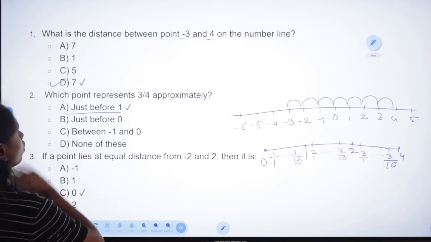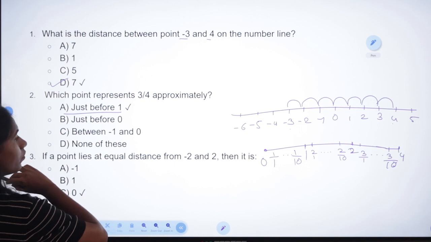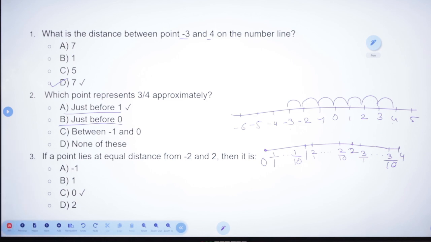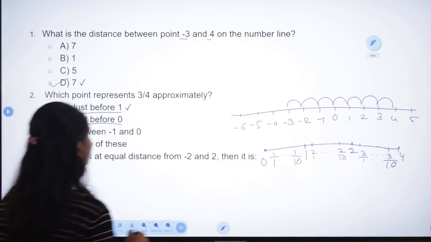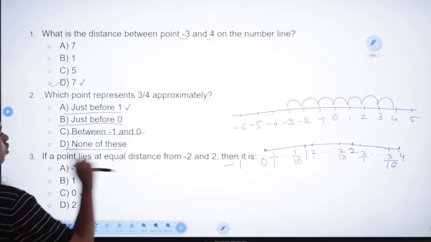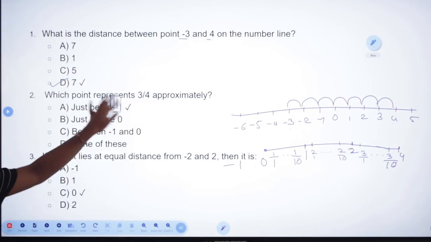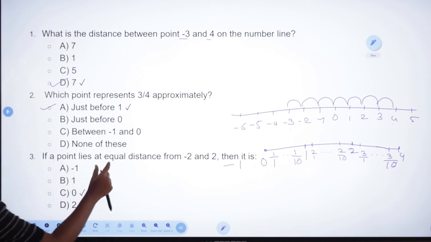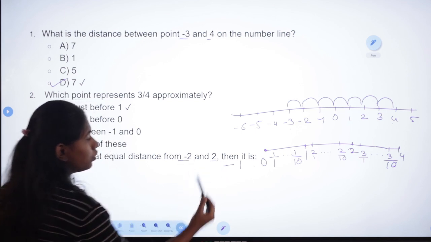Now the options are: just before 1, just before 0, between minus 1 and 0, or none of these. Which is the correct option here? That is just before 1.